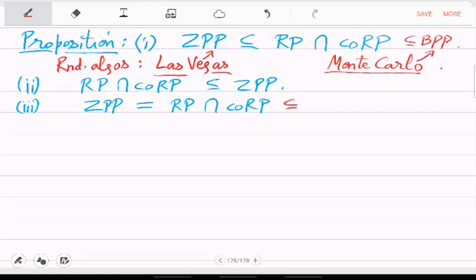So this is in NP intersection co-NP. Okay, so RP, co-RP, ZPP, they kind of overlap, and these are very special algorithms. Okay, in fact, this is between P and NP intersection co-NP. In particular, you don't expect ZPP to be solving NP-hard problems. Okay, otherwise the hierarchy will collapse. Okay, so let's see the proof.